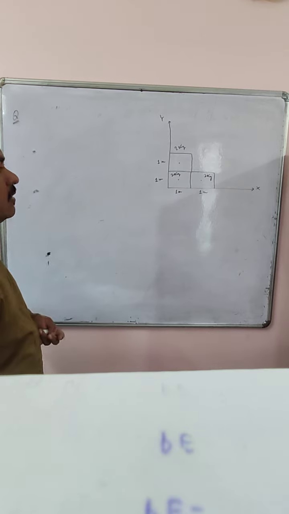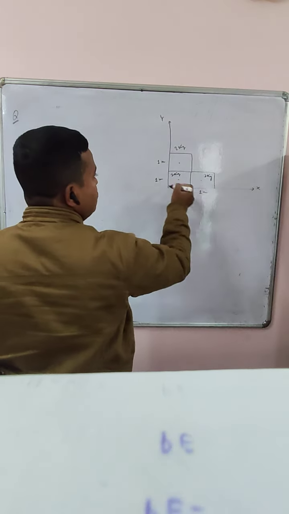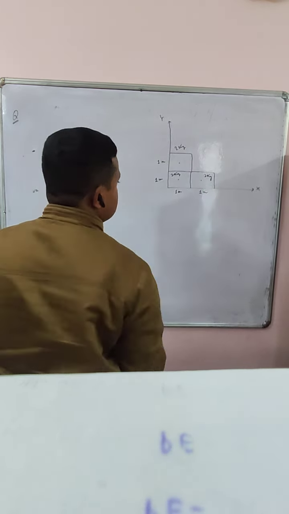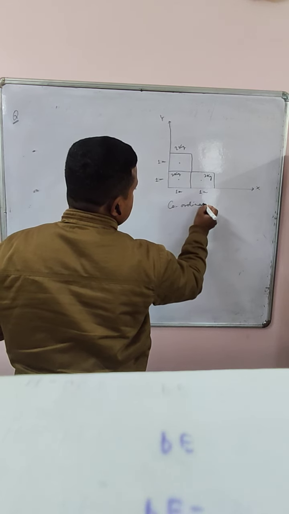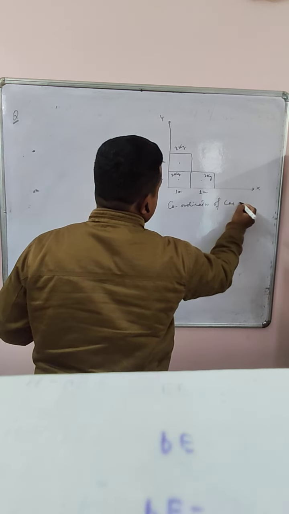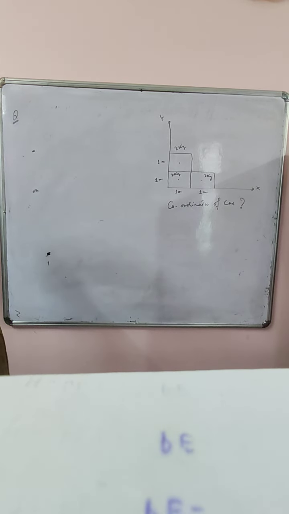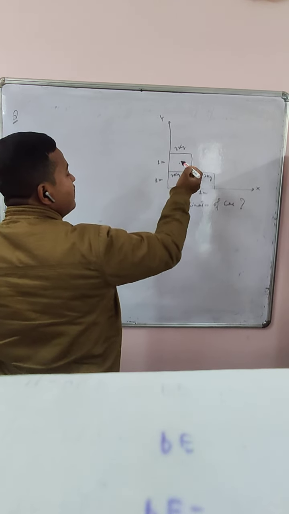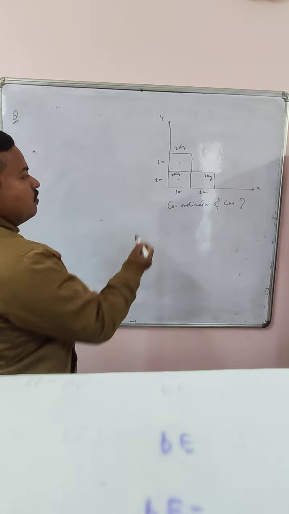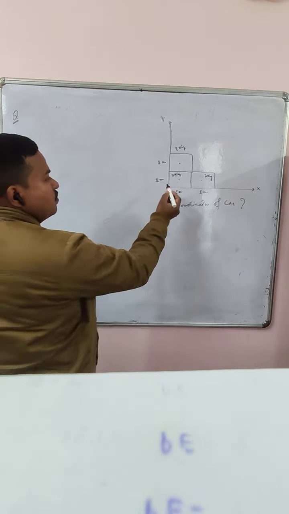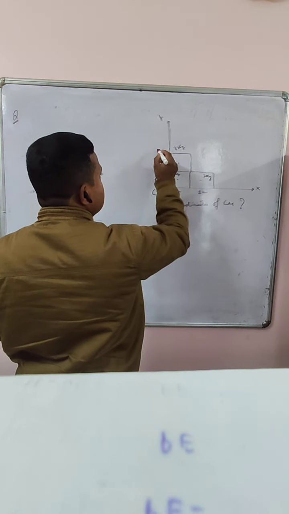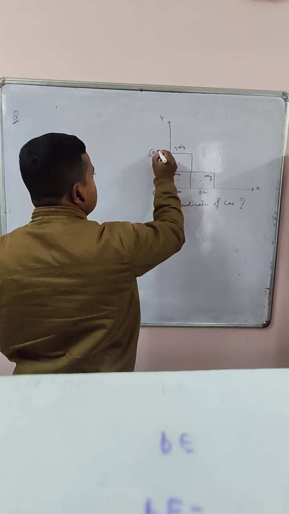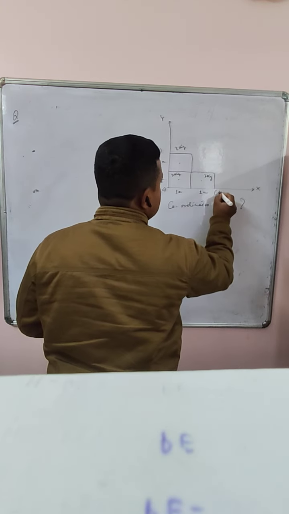Now you are asked to find the position of center of mass of the entire three squares. You have to find out the position of center of mass, or you can say the coordinates of center of mass. What you have to do is find the coordinate of center of mass of each square, then you can find the overall. For this square, the coordinates here are 0 0, then 0 2, and 2 0.